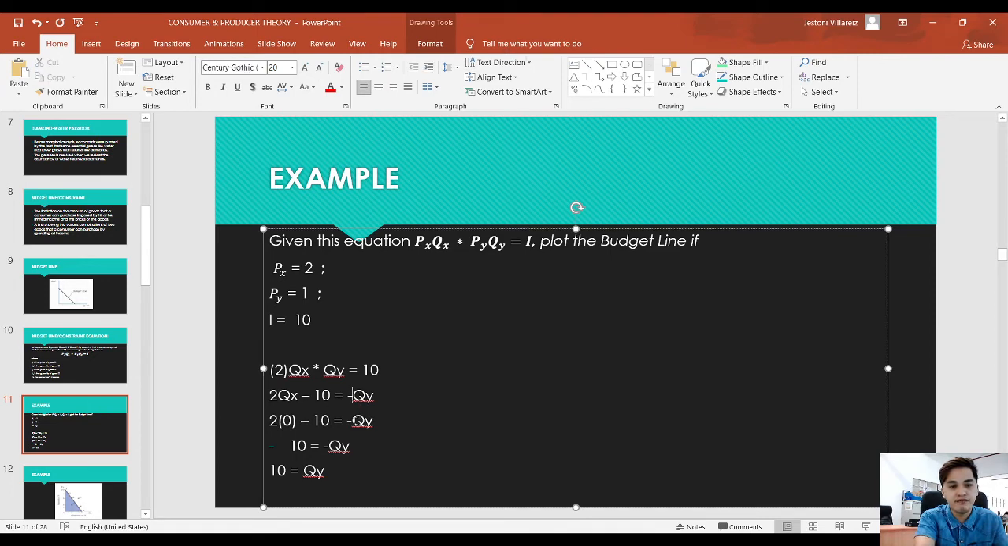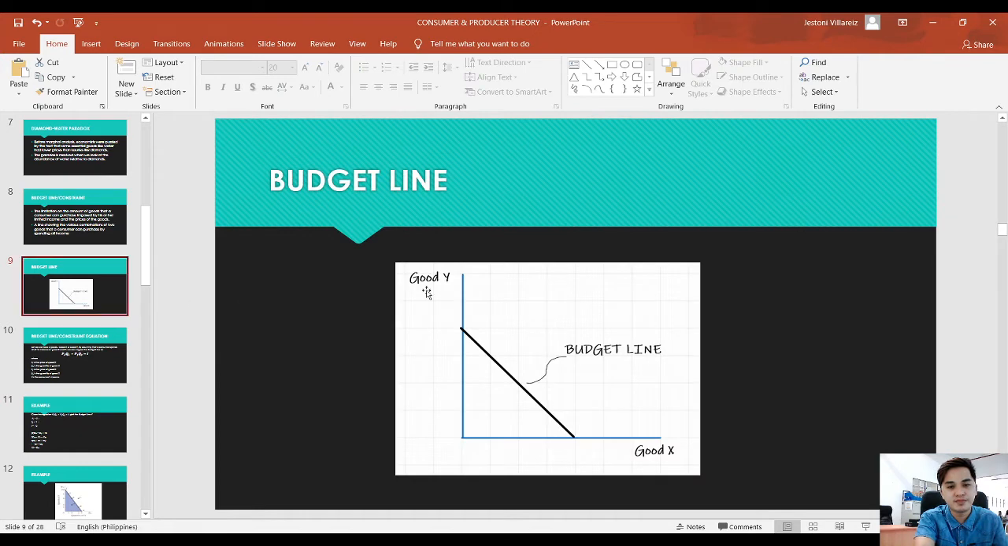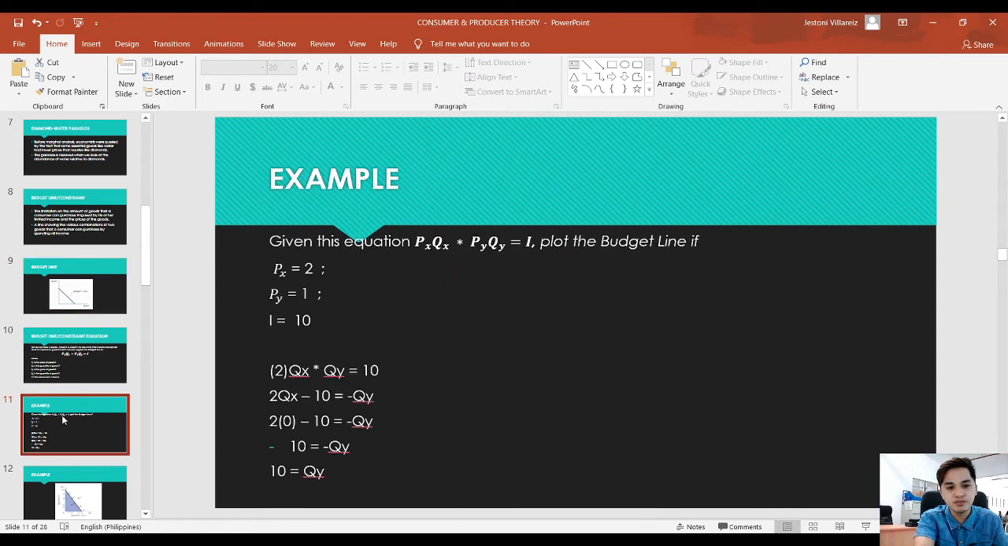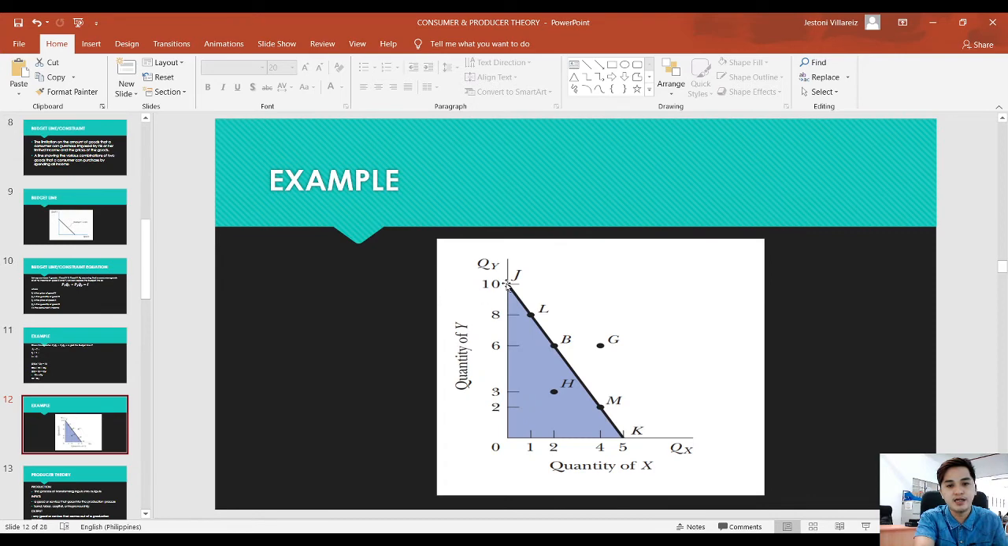So negative QY. Now to get our QY intercept, we just have to assume that our QX is equals to 0, because we will be following this graph. To get the QY intercept, we equate our QX to 0 para makuha na itong exact value. So given that QX is equal to 0, our QY now is equals to 10. So now that we have the QY intercept, we can plot now our QY here.